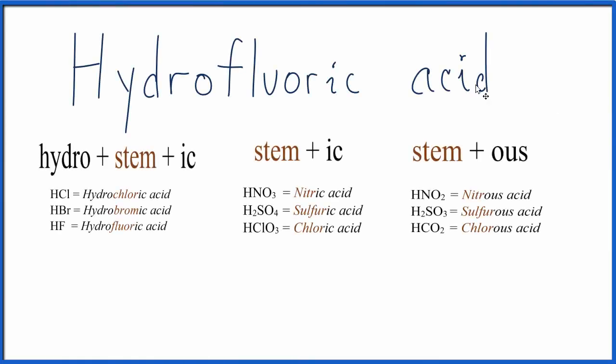To write the formula for hydrofluoric acid, we'll use this table here and work backwards. So when we look at the name for this acid, we can see it begins with hydro. So we use rules that apply to this type of acid.